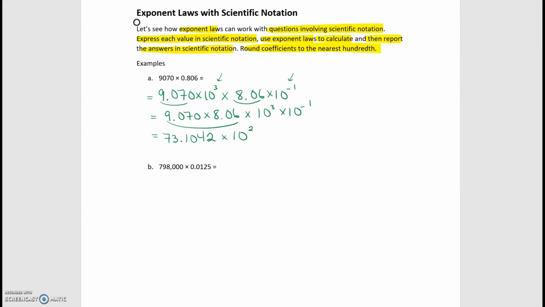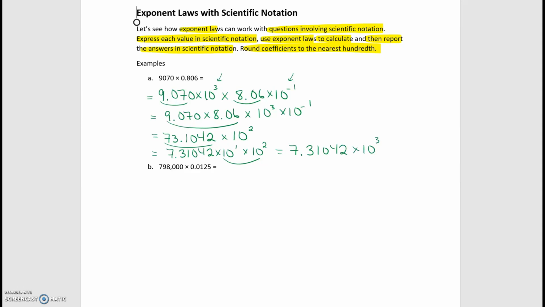Now we want to report the final answer in scientific notation. Notice the 73.1042 is not a number between 1 and 10. So we're going to work with that. We're going to take that number itself and change it into 7.31042 times 10 to the 1. And we also had that times 10 to the 2 at the end. And we'll combine these powers to get an answer of 7.31042 times 10 to the 3.